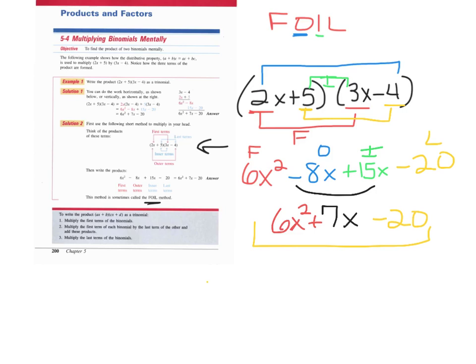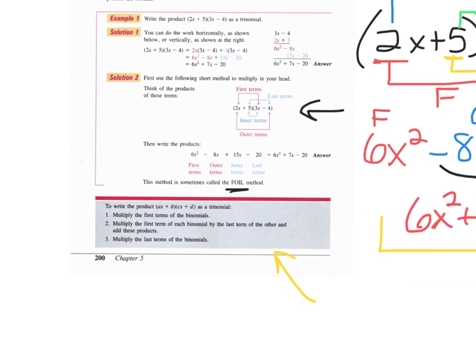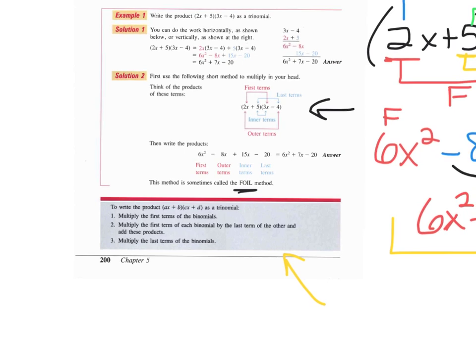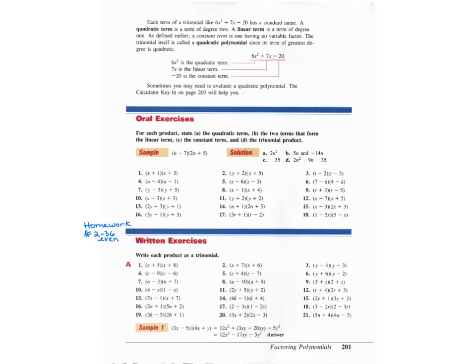Now, in the little box here, it's got what the acronym FOIL stands for. So it says to write the product of two binomials as a trinomial, we're going to multiply the first terms, so that's the F. Then we're going to multiply the first term of each binomial by the last term of the other. So these are the outer and the inner, and then multiply the last terms. So we're going to apply, again, FOIL.